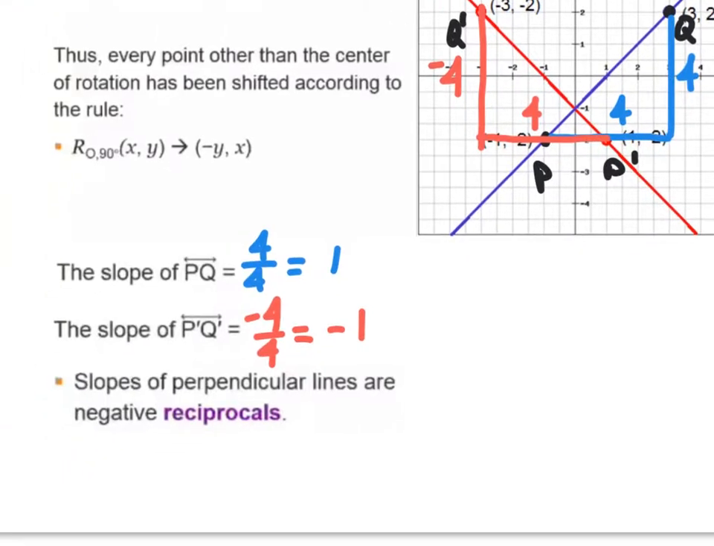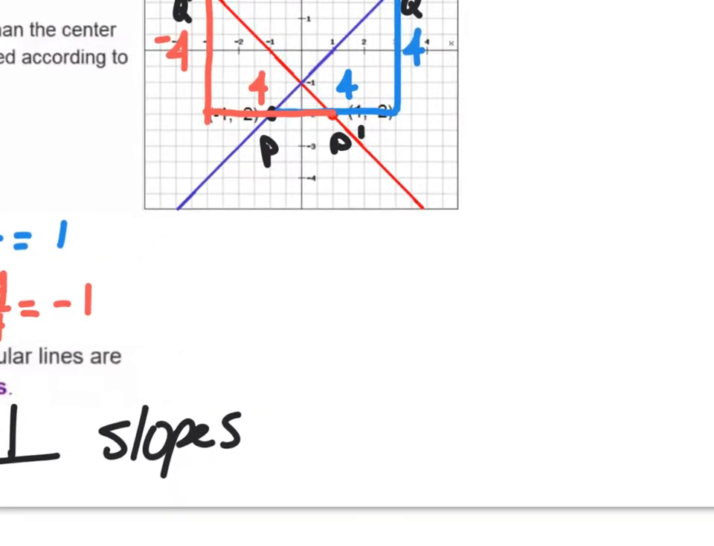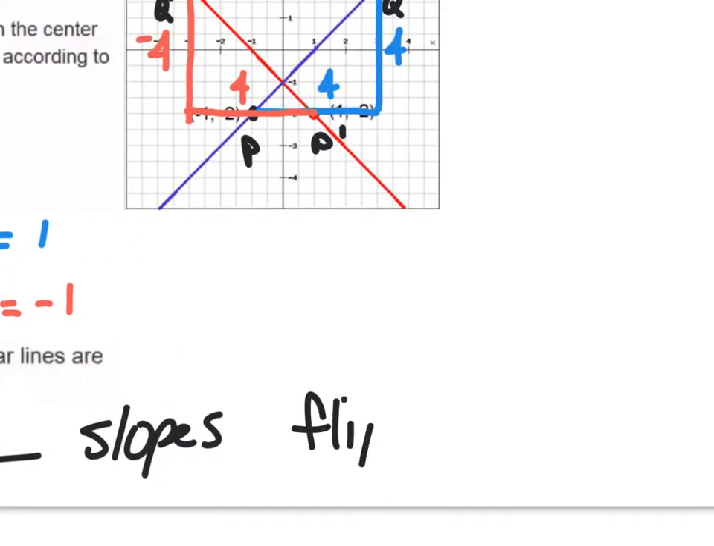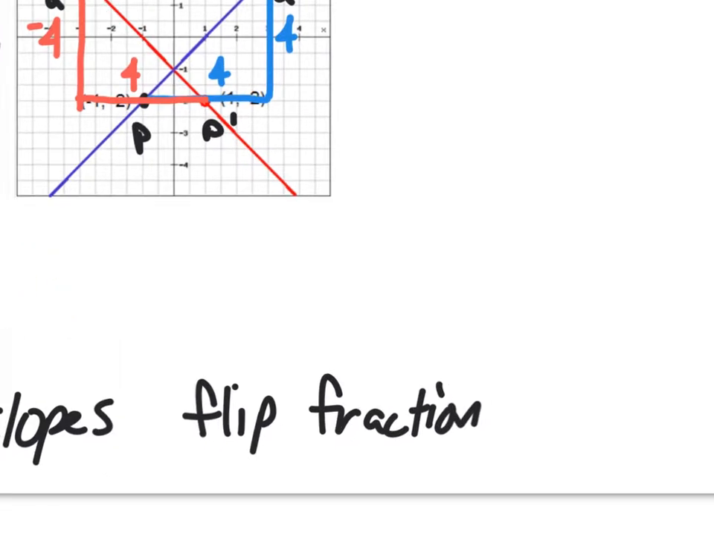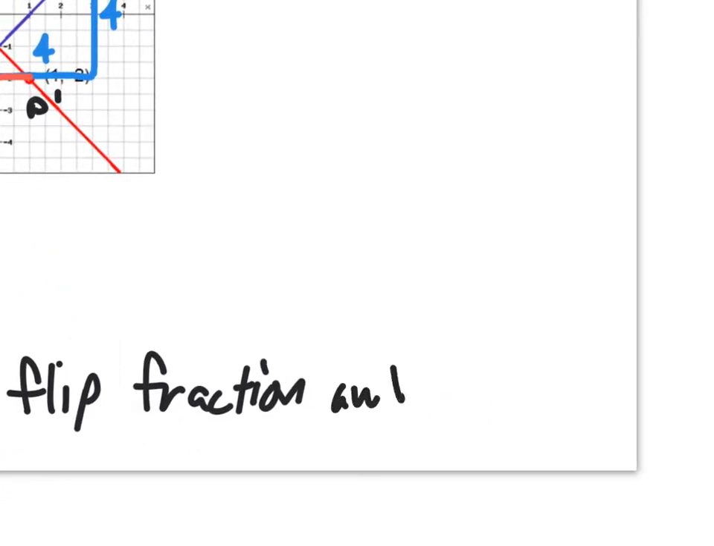So what we realize from this is that the slopes of these lines are not necessarily just opposites, but opposite reciprocals. So one way to figure out perpendicular slopes is to flip the fraction and change the sign. Flip the fraction and change the sign.